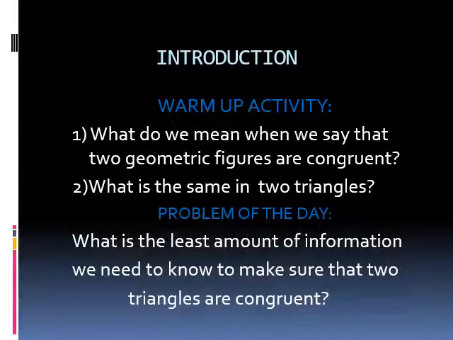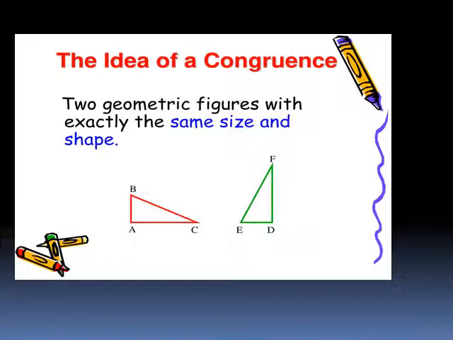Now I'll give you a small question as a problem of the day: what is the least amount of information we need to check whether two triangles are congruent or not? So what do we need the most? The minimum knowledge to check whether two triangles are congruent or not. Now that answer you can easily guess from the definition of congruence. Two geometric figures with exactly the same size and shape are congruent to each other. So that minimum knowledge would be that you have to check their size and shape.